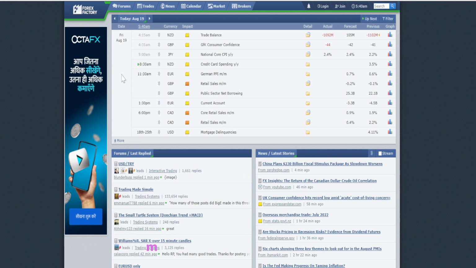And when we look at the economical events planned for today, Friday, August 19th, we have medium impacting news on British pound related currency pairs at 11:30 am, and at 6 pm we have medium impacting news on Canadian dollar related currency pairs, and we don't have any high impacting news on US dollar related currency pairs. Let us begin our gold analysis.